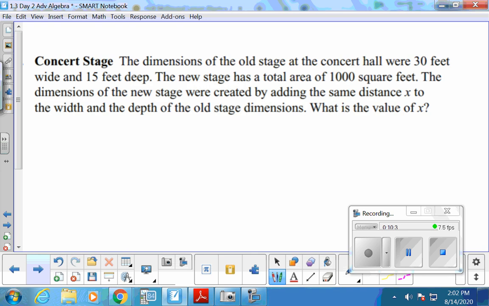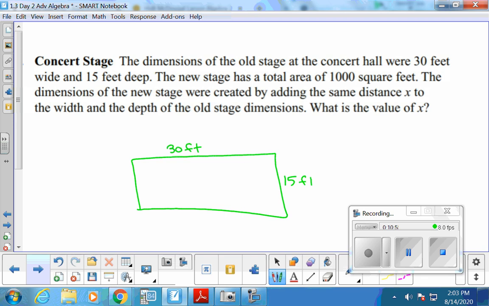All right, our first of 2 word problems. Let's read this together. Let's draw a picture if that will help us, which it certainly will. We're talking dimensions of a stage. The dimensions of the old stage at the concert hall were 30 feet wide and 15 feet deep. 30 feet wide by 15 feet deep.